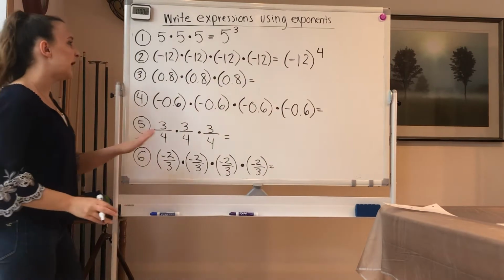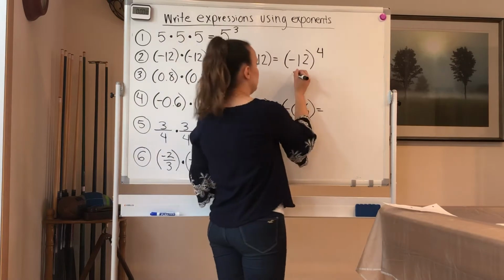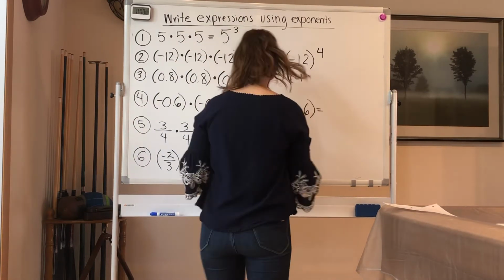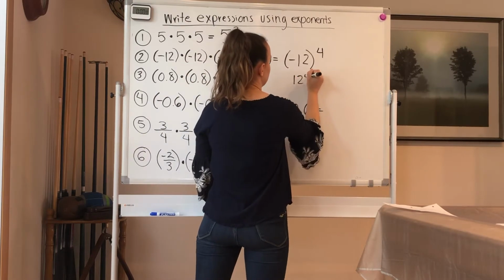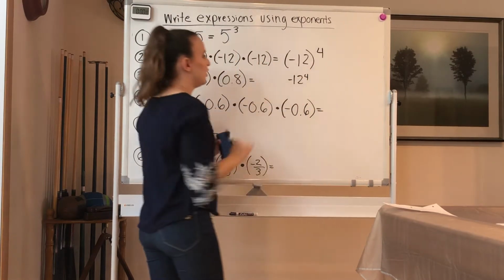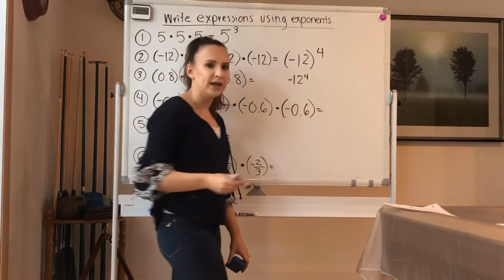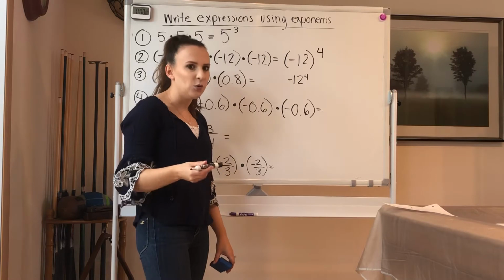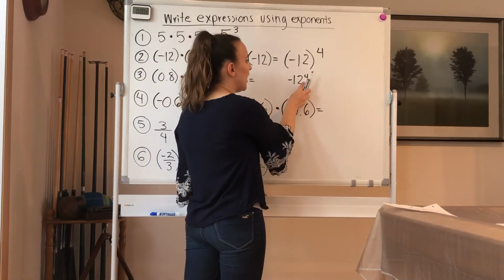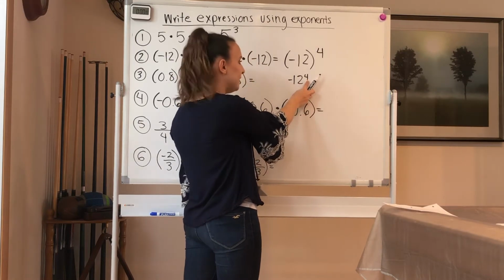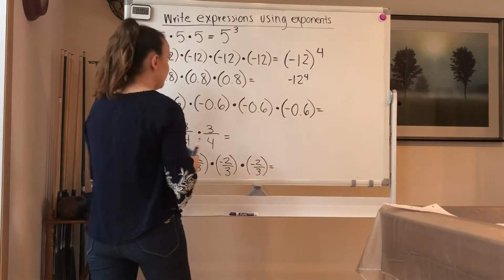Now, the reason you have to put parentheses here is this value is going to be different than if you didn't put the parentheses in, and if you just did negative 12 to the fourth like that. It's going to be different because this is saying negative 12 times negative 12 times negative 12 times negative 12. This is saying 12 to the fourth and then attach the negative in the front. Okay, so they're very different, so you have to make sure you keep the parentheses.